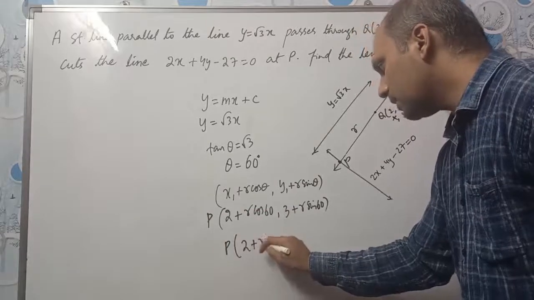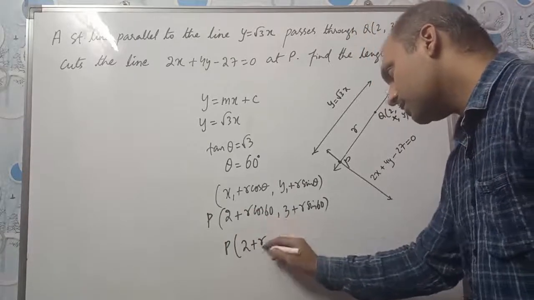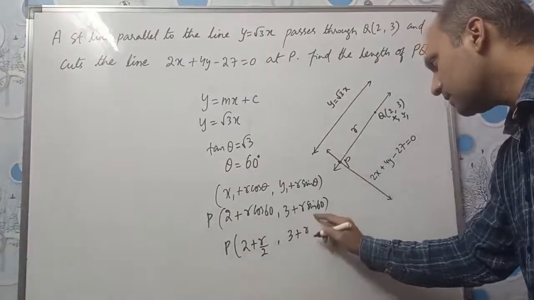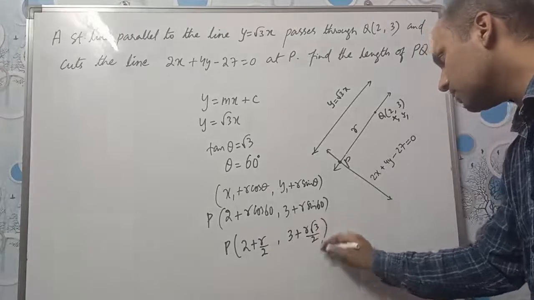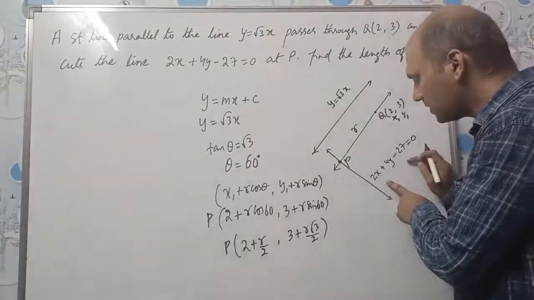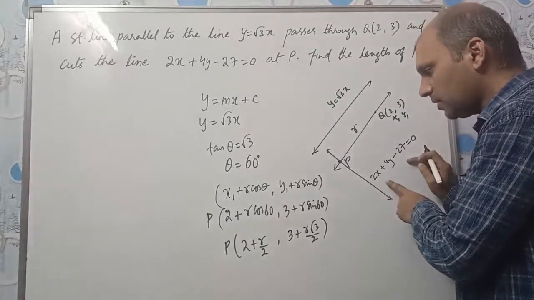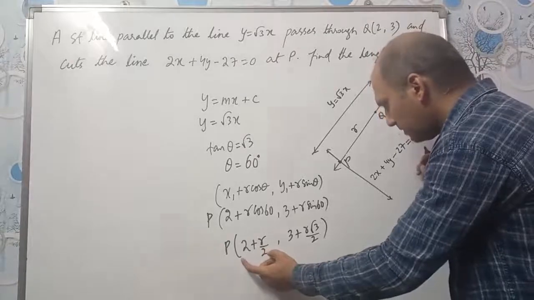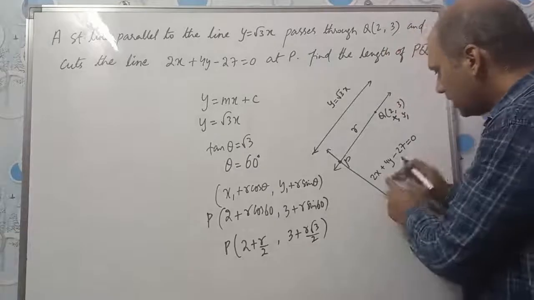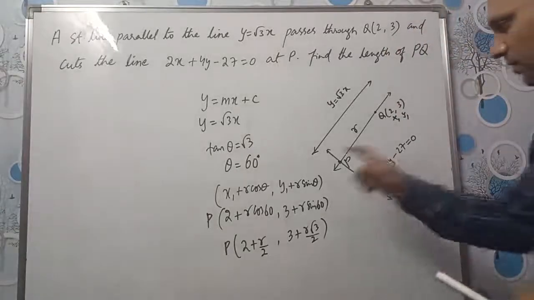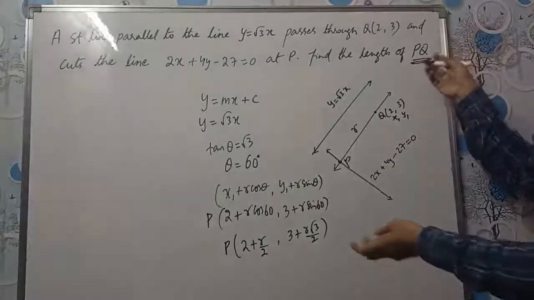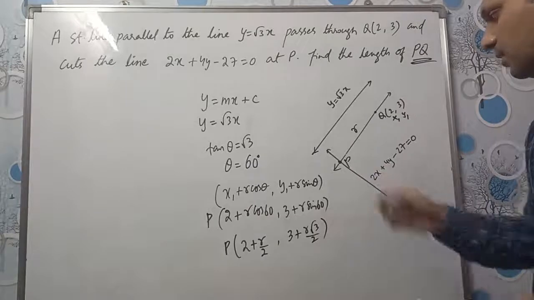So this will be 2 plus r cos 60, which is 1 by 2, so this will be r by 2. This is 3 plus r sin 60, which is root 3 by 2. Now this point P is lying on the straight line 2x plus 4y minus 27 is equal to 0, right? If we substitute 2 plus r by 2 in place of x and 3 plus r root 3 by 2 in place of y, it should satisfy this equation. From there we'll find the value of r. r is the distance between P and Q. We need to find that only, right? Length of PQ.